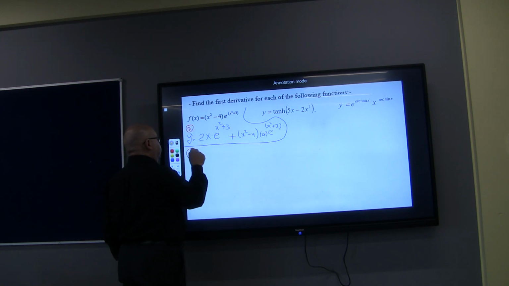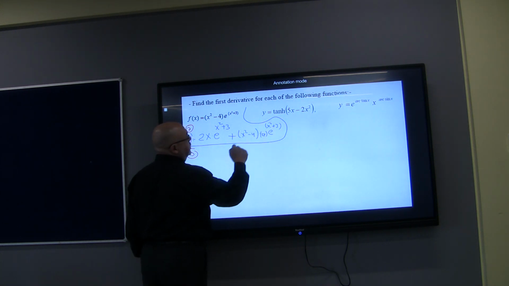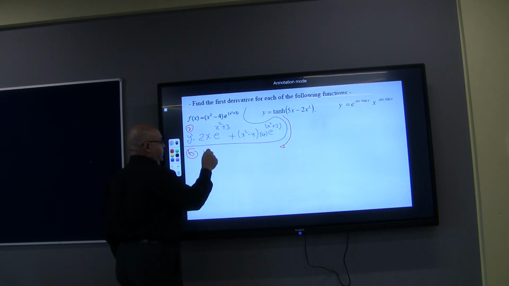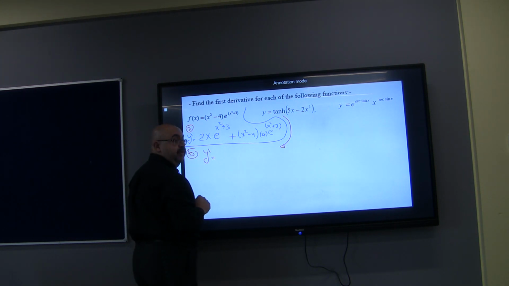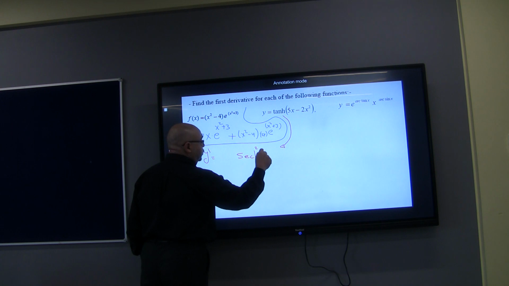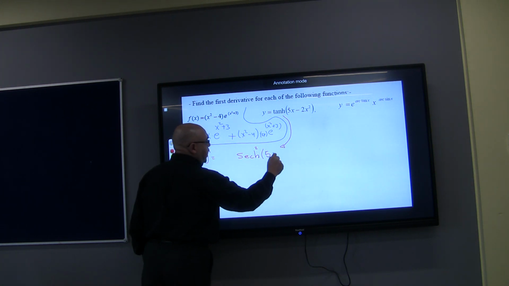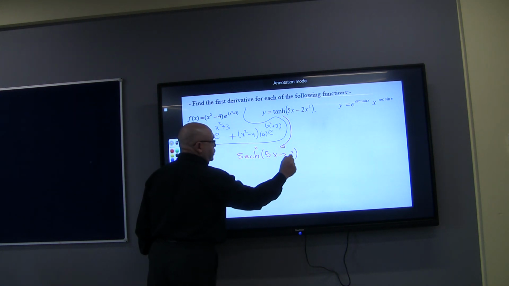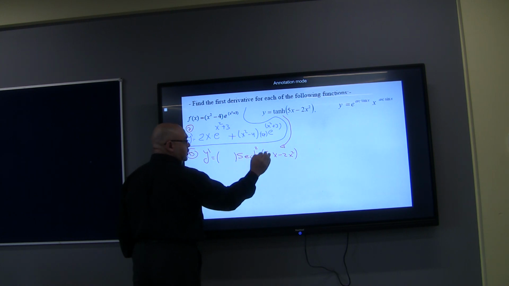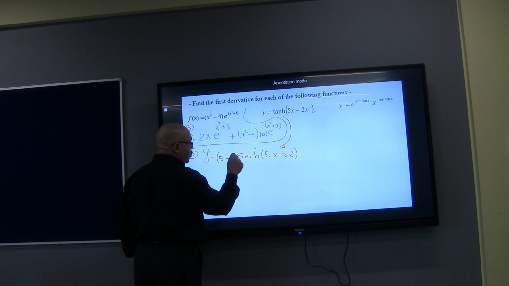I'm going through problem number B, which is y equal tanh. So y dash is going to equal the derivative of tanh, which is sech to the power of 2, the same angle, which is 5x minus 2x squared. Don't you ever forget times the derivative of this angle. So it's going to be times, if we start differentiating, 5 minus 4x.